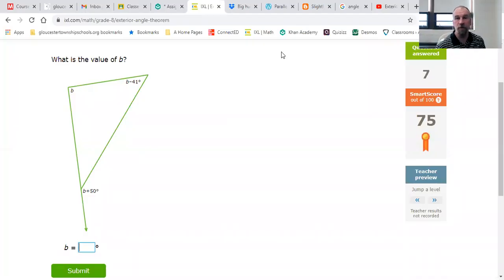Good work. Eventually, you'll have some variables with some other things, and you won't be able to just do some addition or subtraction. You'll have to create your algebraic equation and solve that. So let's take a look at a couple of those real fast. I've got my two interiors. I've got a b, and I've got a b minus 41. And they have to add together to equal the exterior of b plus 50. So the b and the b minus 41 have to add together to equal the b plus 50.